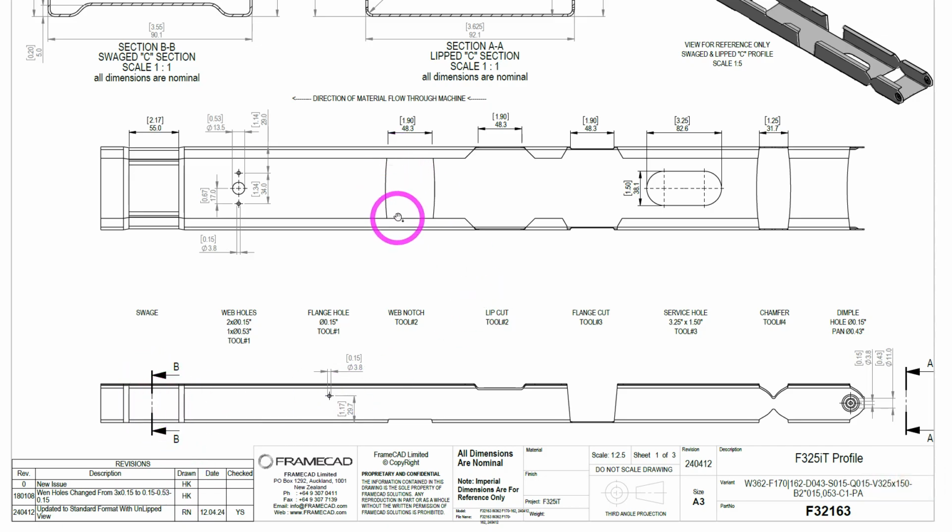We have a web notch, a big hole that cuts into the web of the stick. We have our lip cut, which cuts off the lips of the stick. We have a flange cut, which cuts off the flanges of the stick. We could do a left flange cut or a right flange cut. This is our service hole. We have a long service hole. A typical service hole is just one circle. We have an elongated one.